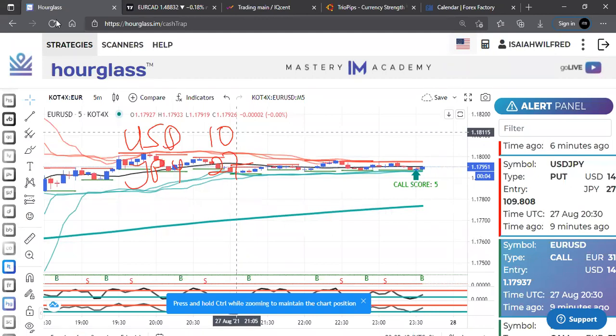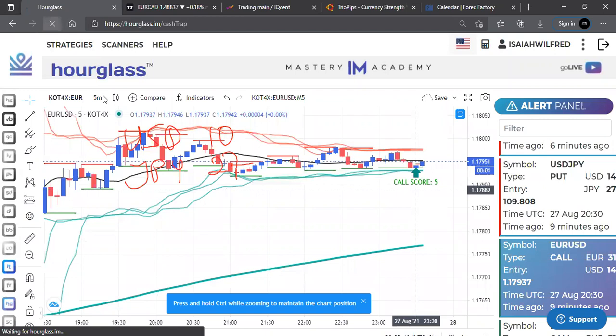Just give me a minute. Let me refresh. Let me see. I don't know why this USD JPY doesn't want to leave my screen.